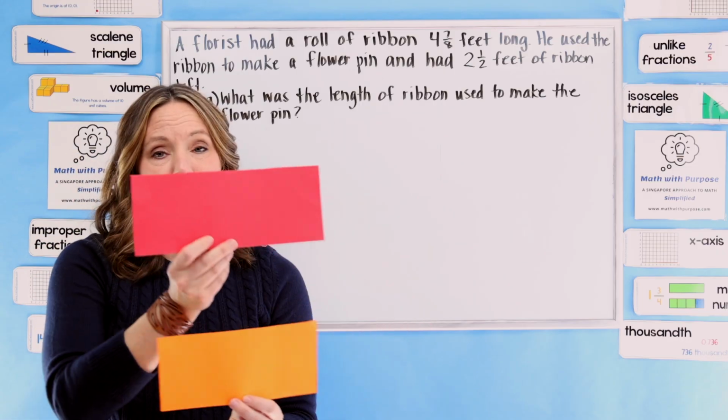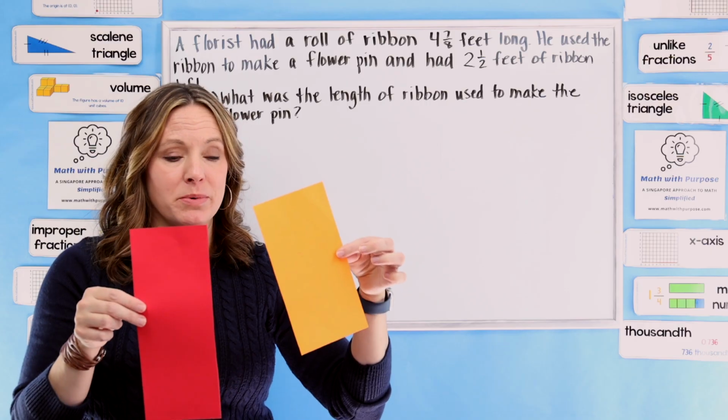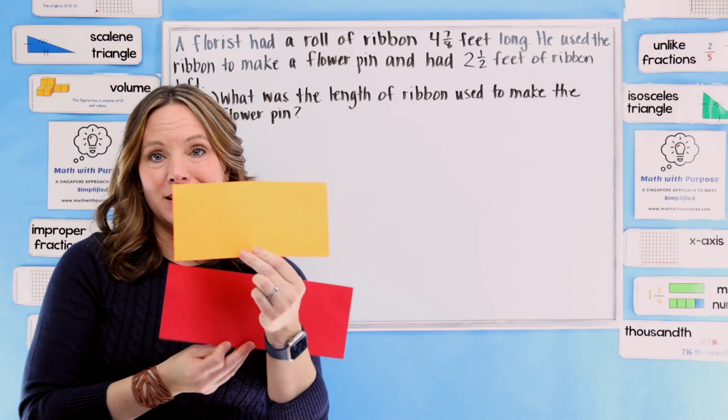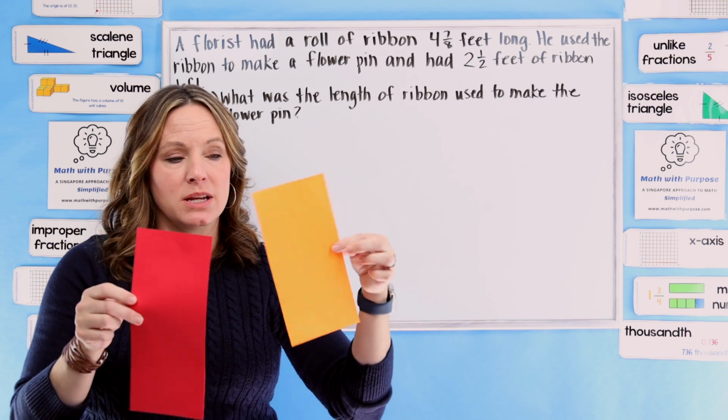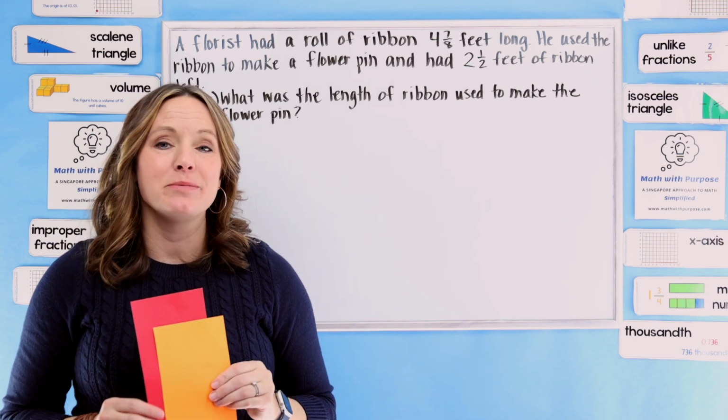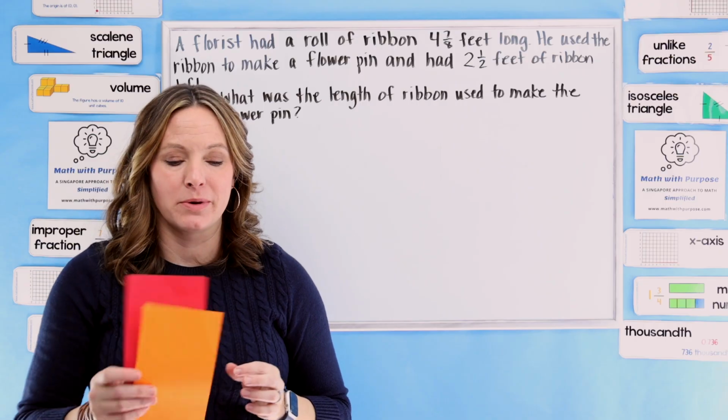All I have are two colored pieces of paper. I just folded it lengthwise, and then I have one that's a little bit shorter than the other one, and they're in two different colors just so we can tell the difference. Let's take a look at this problem and see how we could use this representation.